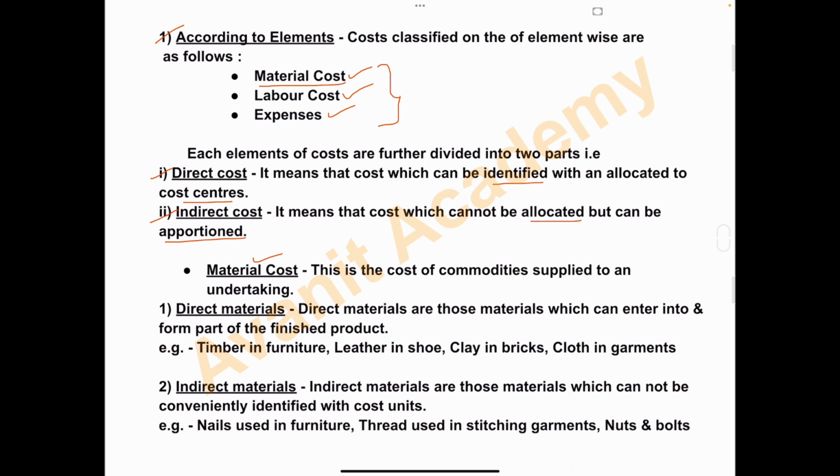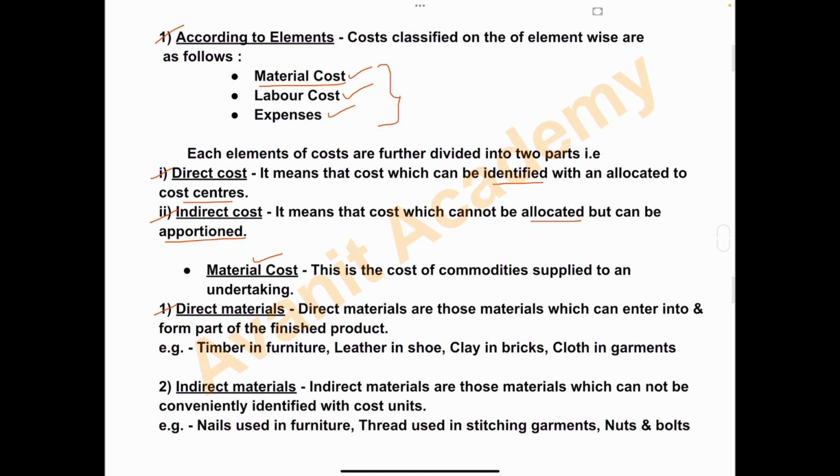So this material cost is again classified into two types as I told you, that is direct materials and indirect materials. Direct materials are those materials which can enter into and form a part of a finished product. So direct materials are the main material or the material which will be converted into finished product. That is, raw material will be converted into the final product. That material is called direct material.